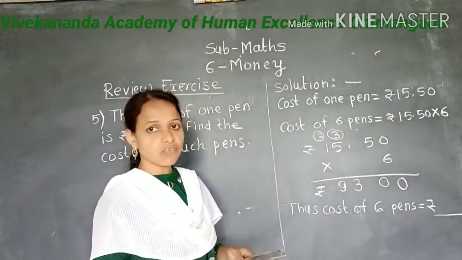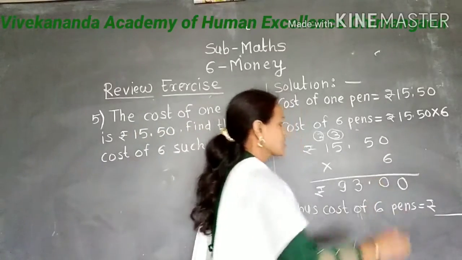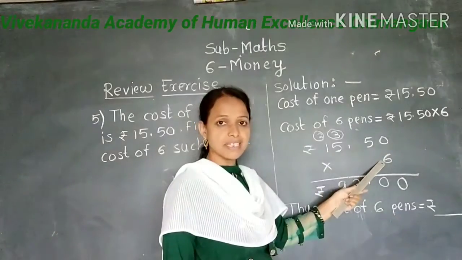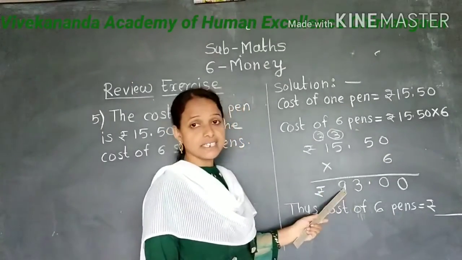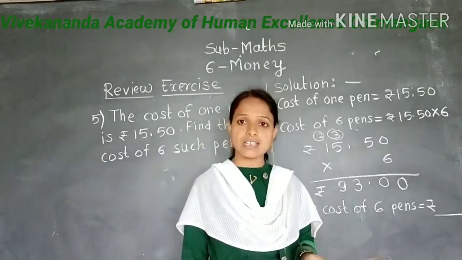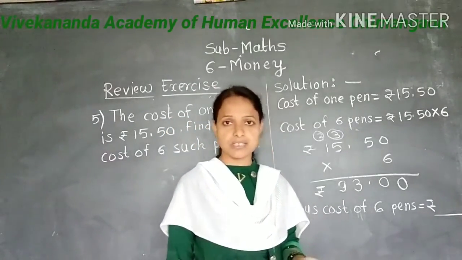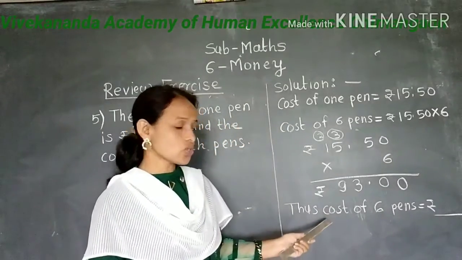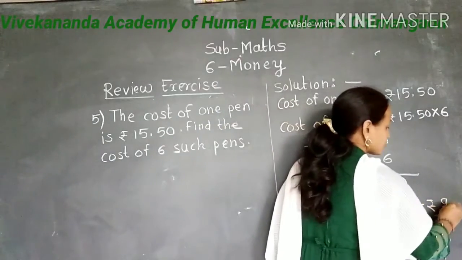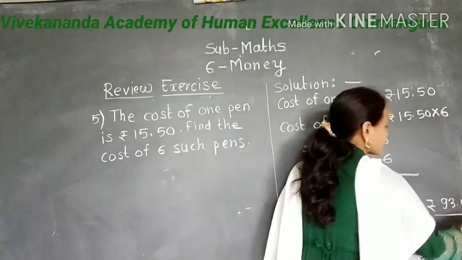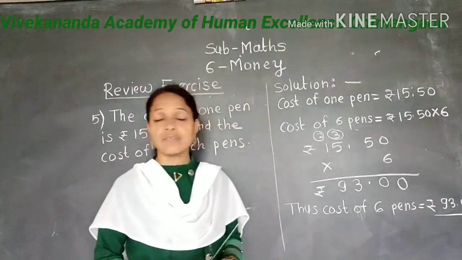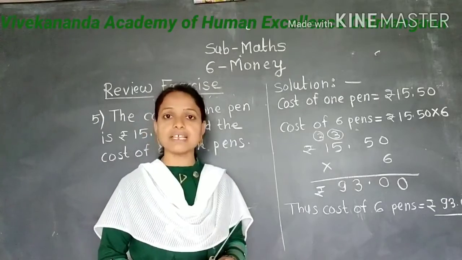Okay. Put the dot from the right after two places. So here we multiply 15 rupees 50 paise by 6. We get the answer 93 rupees. And this word problem asks the cost of 6 pens. So we got the cost of 6 pens is 93 rupees. Understood how to find the cost of 6 pens? By multiplying 15 rupees 50 paise by 6.